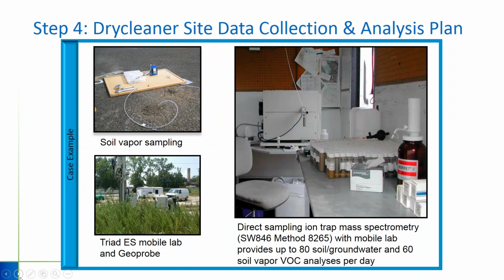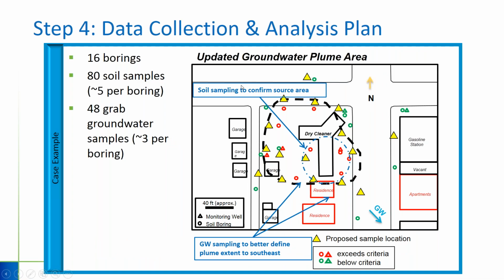In the dry cleaning example, the tools that they wrote into their plan were some soil vapor sampling and a field lab that could do both soil and groundwater. What that looked like in terms of the site plan is shown here. We're showing some of the old data points with some of the proposed new locations. The proposed locations are shown in yellow, and the idea was those were going to be relatively co-located soil and groundwater samples. If you remember, we were trying to get soil samples at changes of lithology.